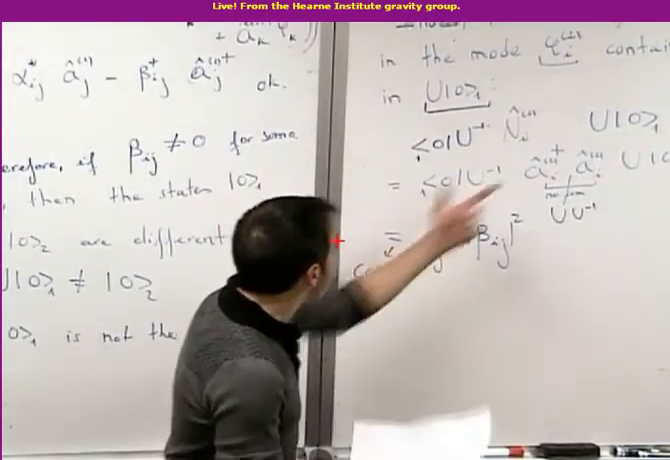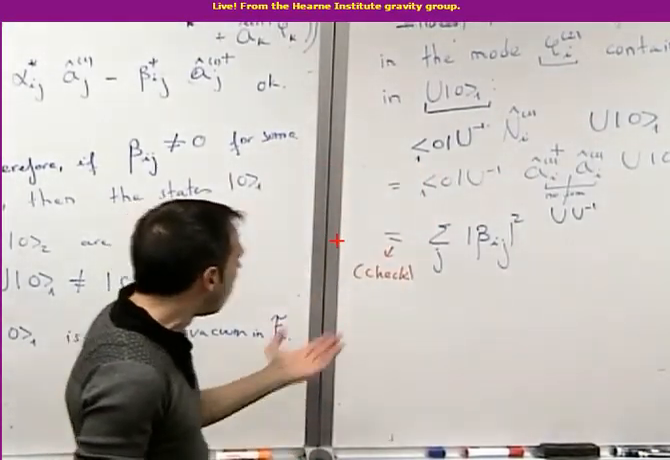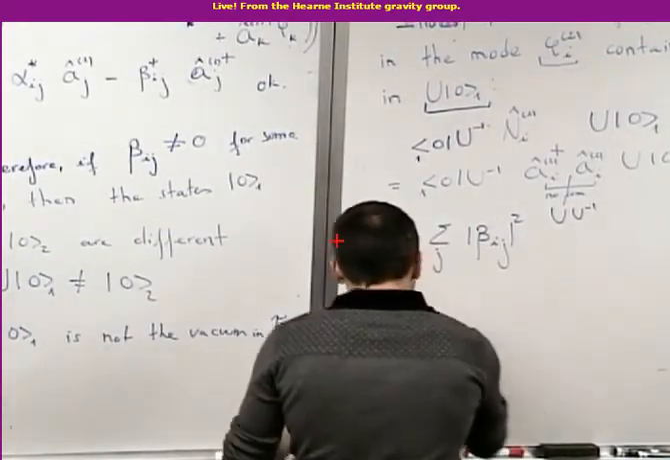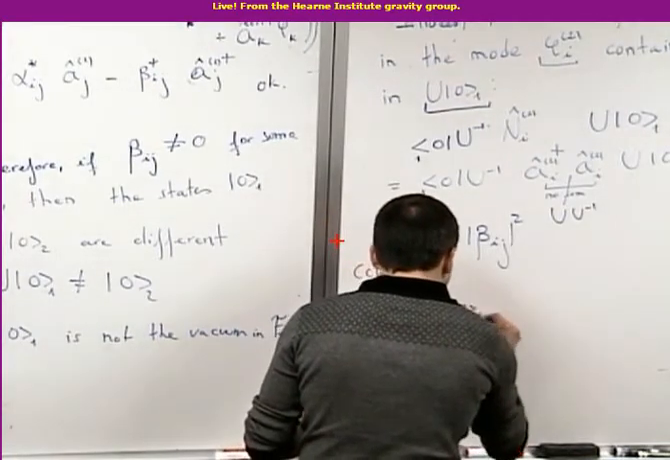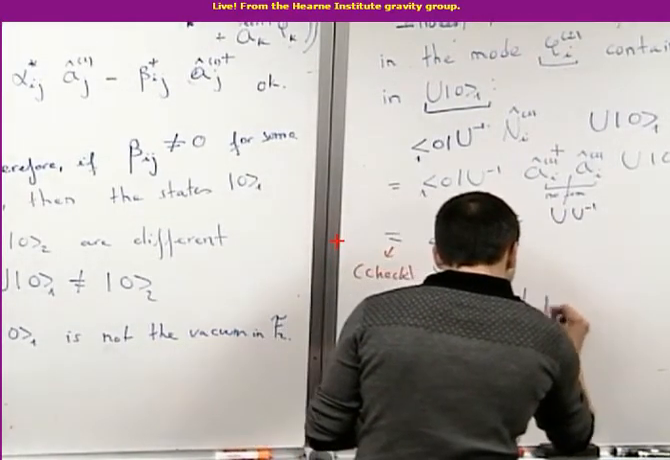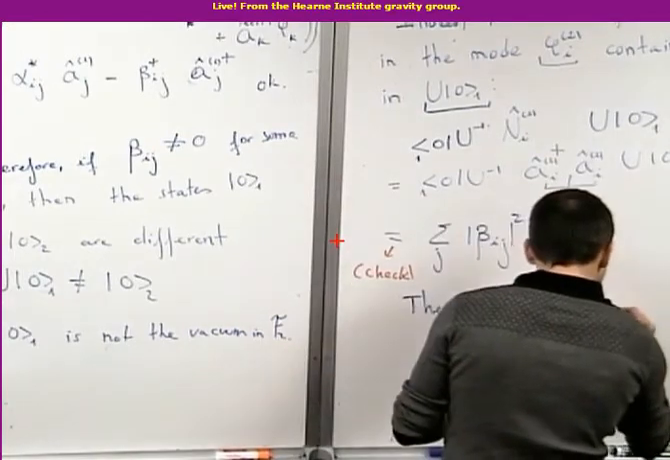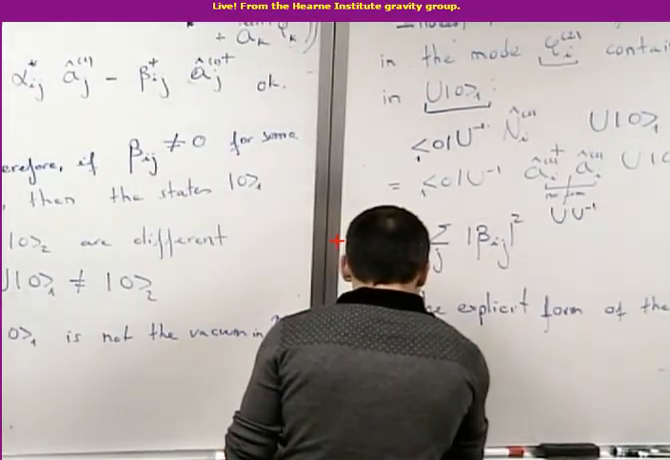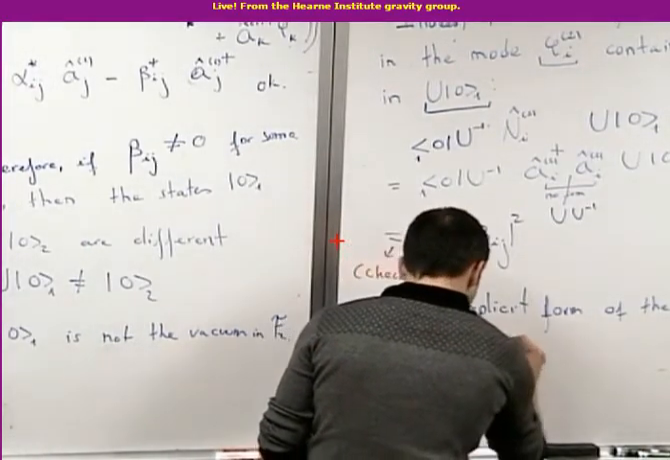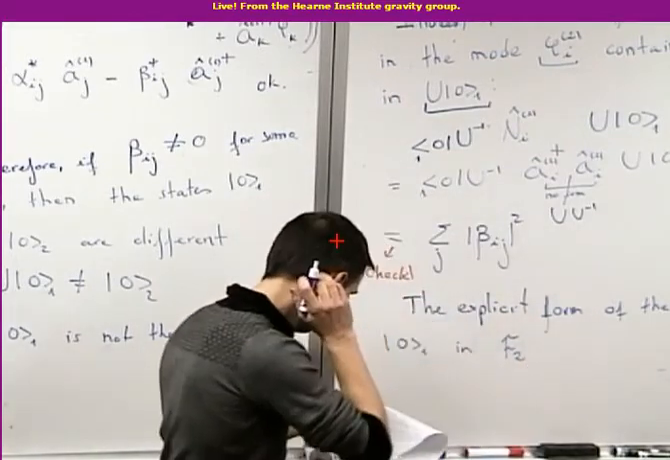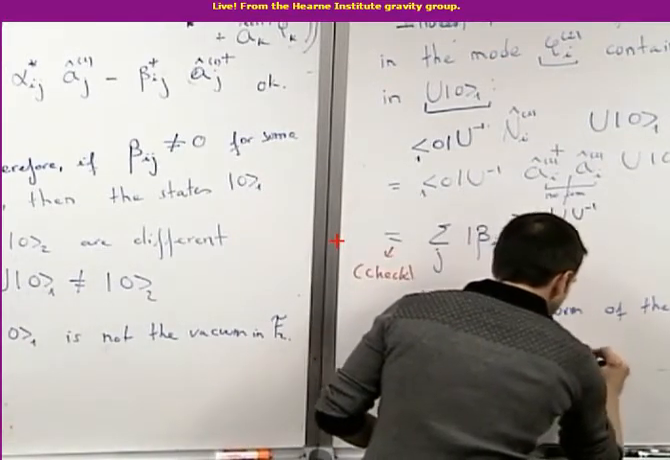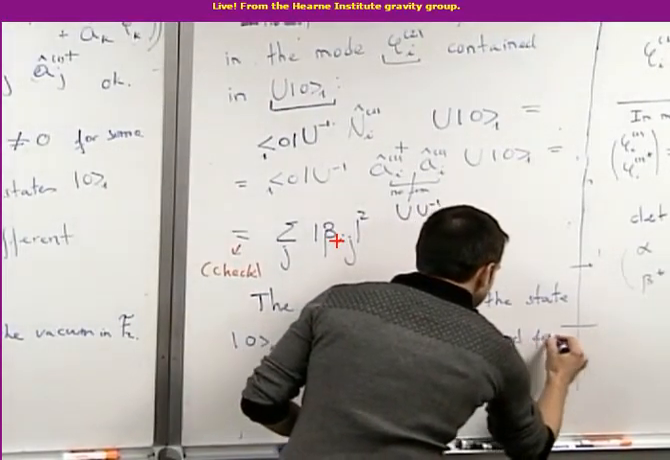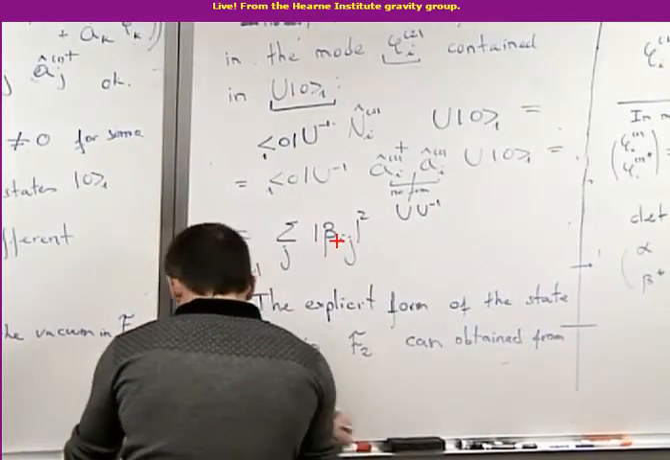Okay, but this is just one expectation value. So I would like to really know how the state 1 looks exactly in the Fock space 2. So what I want to do is to obtain the explicit form of the state, the vacuum 1 in the Fock space 2. And it can be obtained from the following equation, as we did in the first chapter.